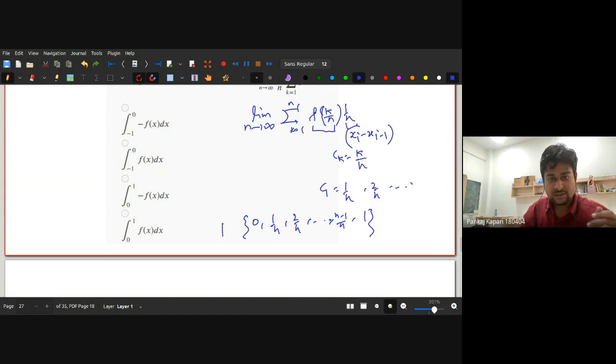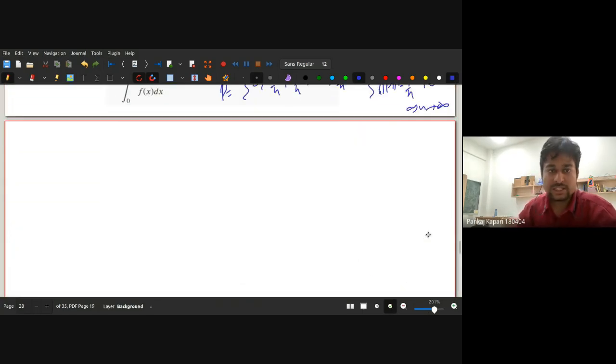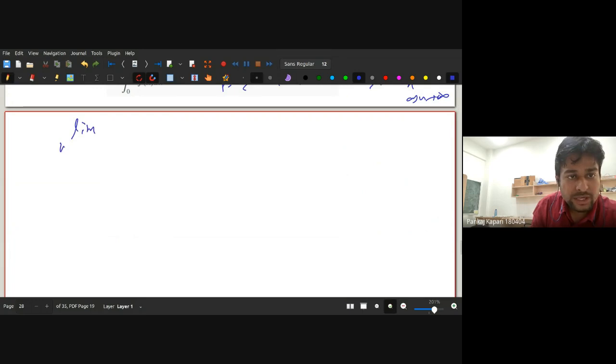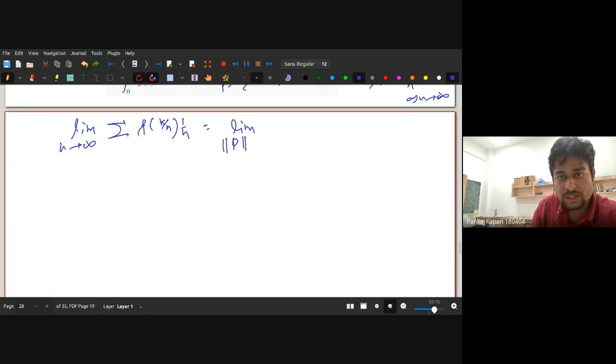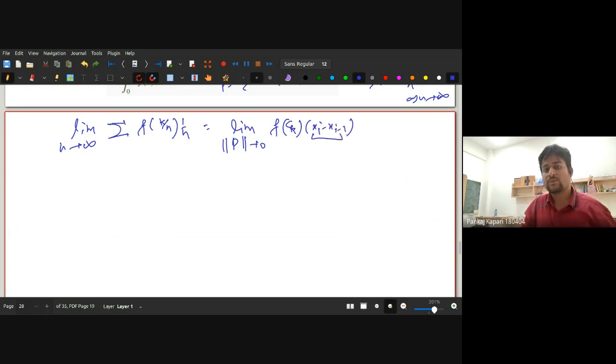Okay, so this is the partition, and the norm of this partition is 1 by n, which goes to 0 as n tends to infinity. So you can see that this can be made into a Riemann sum. Limit n goes to infinity, summation f of k by n into 1 by n. It's just the Riemann sum where the norm of the partition goes to 0, and f of ck times xi minus xi minus 1, where this length is 1 by n, ck is k by n, right?